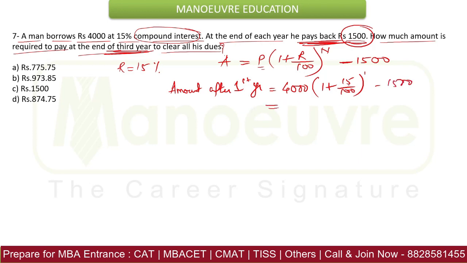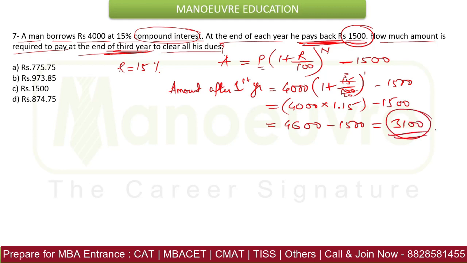Now this will be 15, 5 3s are 15 and 5 12s are 60, so 23 by 20. It will be 4000 into 23 by 100. So this will be 1.15, and this value minus 1500. So that will be 4600 minus 1500, and that will be equal to 3100. This is the amount at the end of first year after paying back rupees 1500.